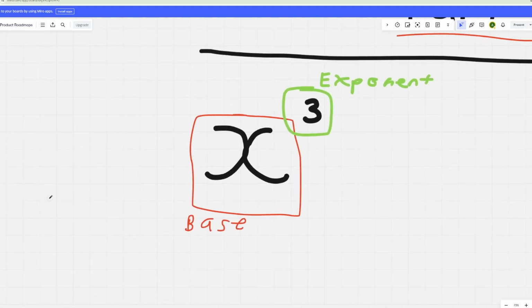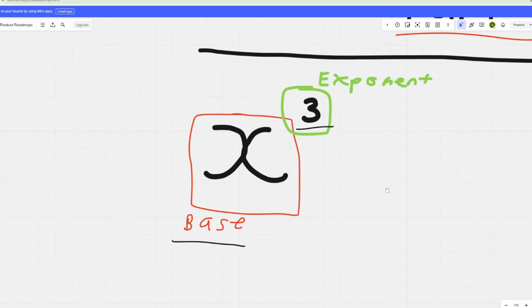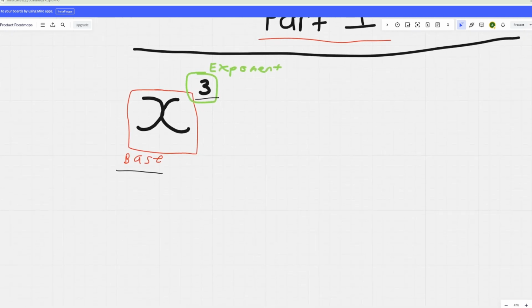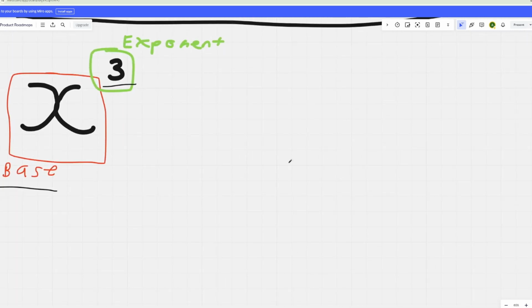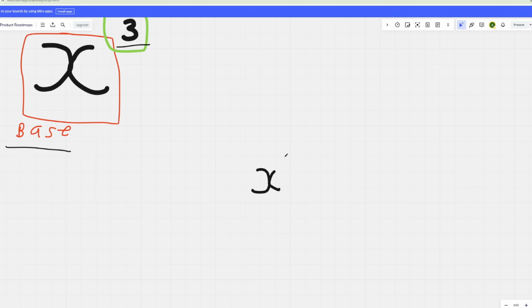So, the first thing we need to know is this is a regular exponent, x cubed. What we need to know is this x is called the base, and this 3 up here is the exponent or the power. Now that we know this, remember to keep those terms in your head. So, let's say I give you x cubed times x squared. Well, the first thing I notice is that the bases are the same.